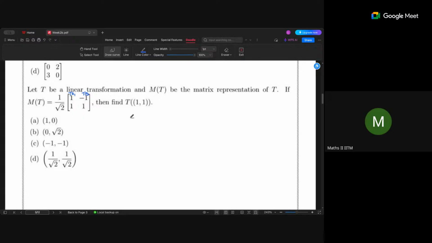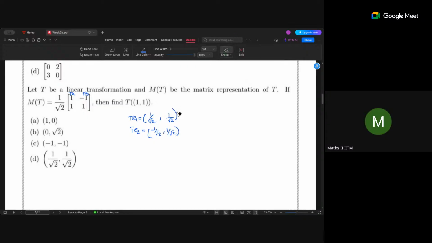So can anyone first of all tell me what is TE1? So TE1 is (0, root 2). Okay, so you're giving the final answer. Okay, let's check that. TE1 is first of all 1 by root 2 comma 1 by root 2, and TE2 is minus 1 by root 2 comma 1 by root 2, right?